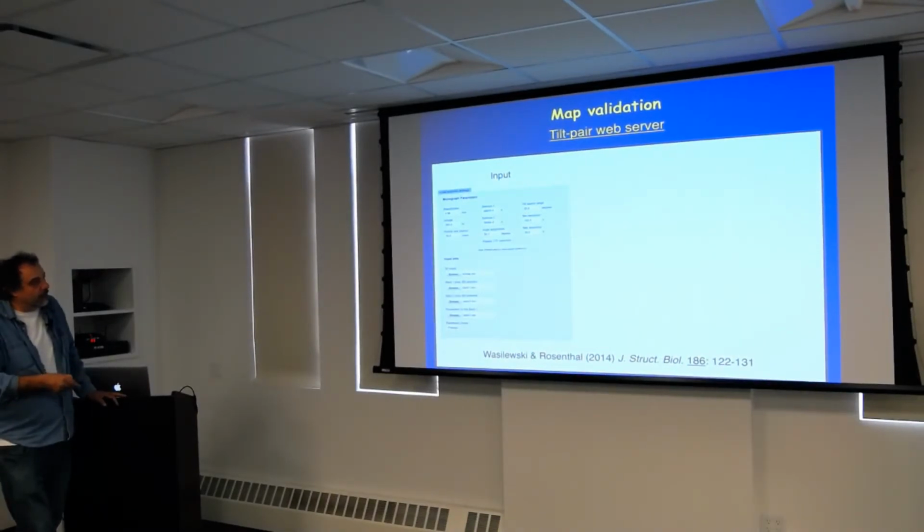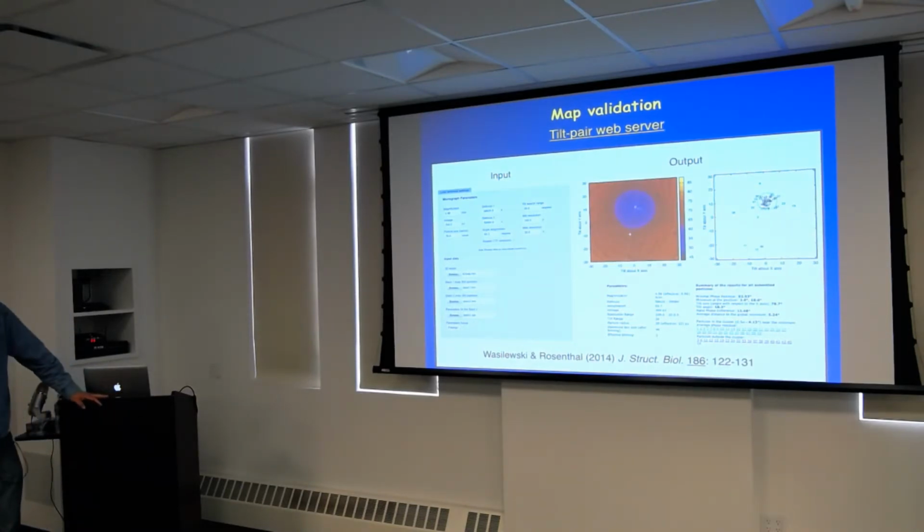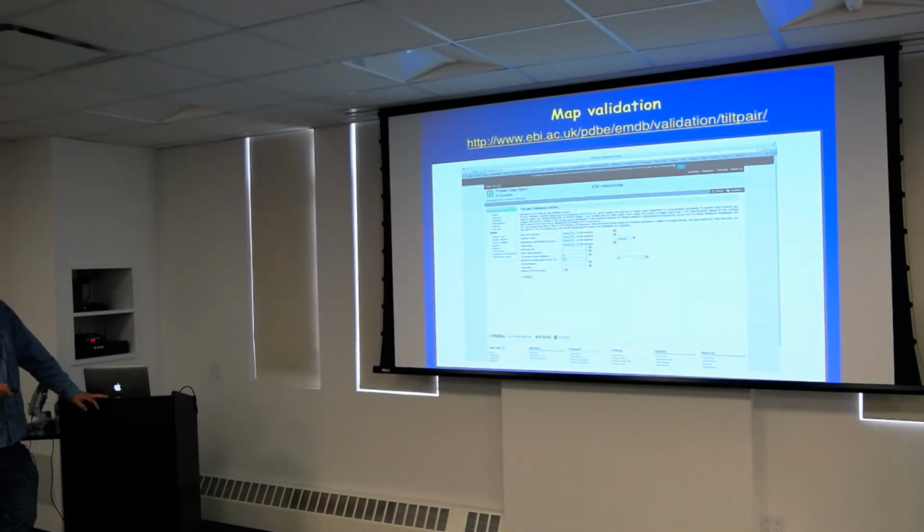And so they had a very nice web server where you could just input your data, and then they would give you the output and tell you whether the map is reliable or not. And so this was such a good method that it was also now implemented in the EM database. So when you deposit, you can use this to look at your map.